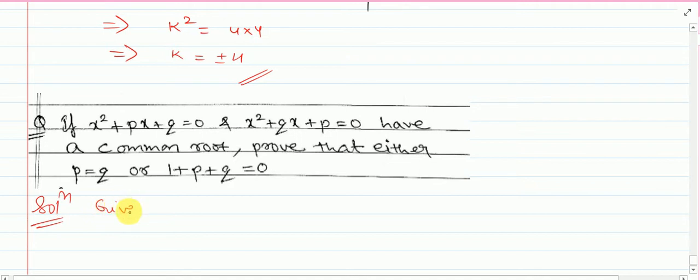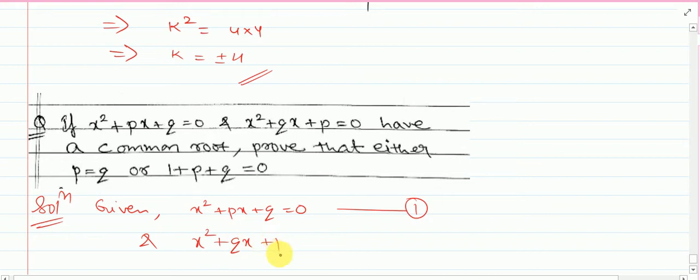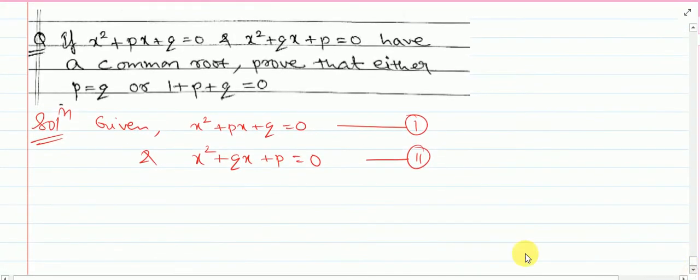Given x square plus px plus q is equal to 0, let me put this as 1, and x square plus qx plus p is equal to 0. Let me put this as 2. So these quadratic equations are given, and they are saying that these two have one common root.